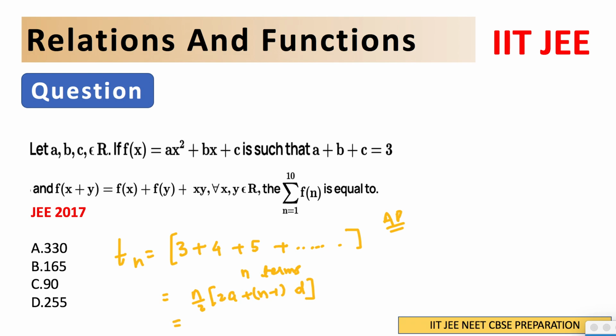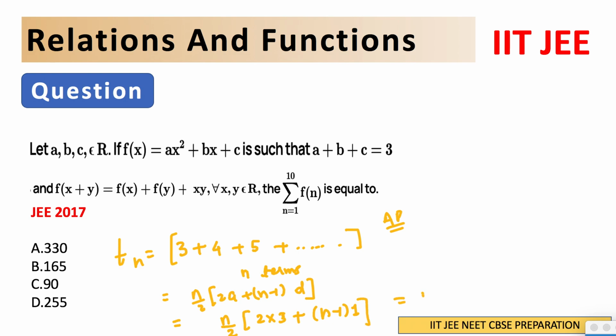So total number of terms are n, so it will be n by 2. Then what is a? Value of a is 3. So 2 into 3, plus n minus 1, keep it as it is. Common difference d is 4 minus 3, which is 1.